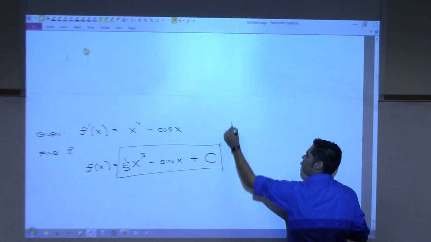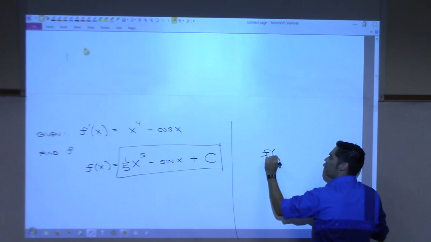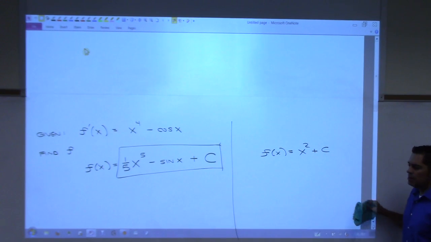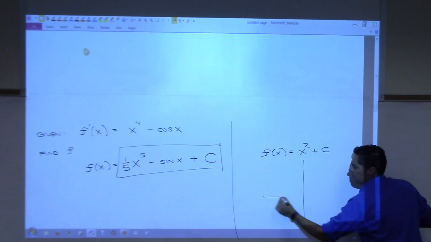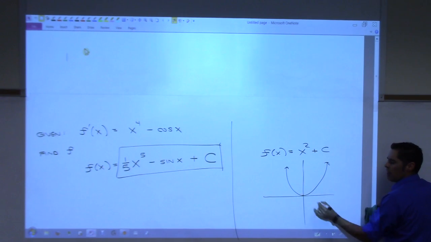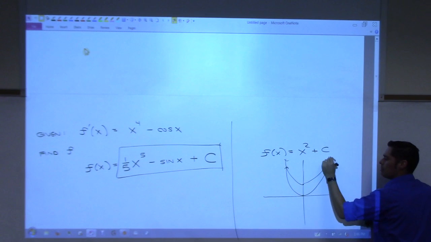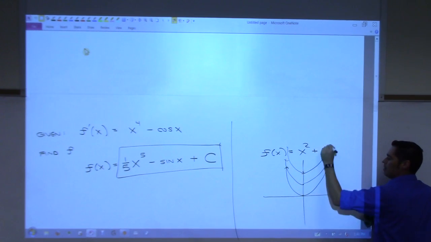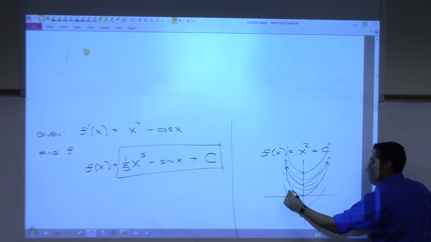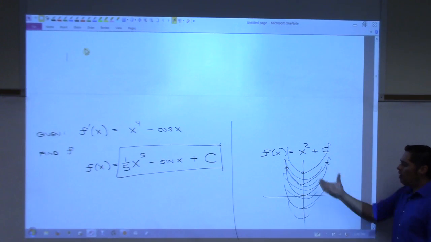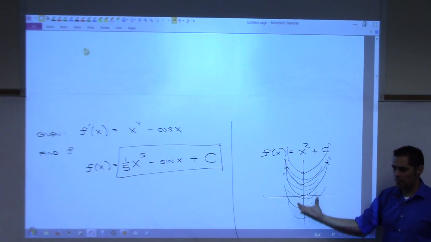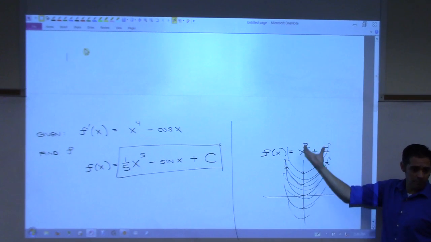I'll take you back to the problem we had before. Wasn't our answer x squared plus c? If I asked you to graph these, wouldn't x squared plus 0 be this, x squared plus 1 would be this, x squared plus 2 would be this, x squared minus 1 would be this. And so imagine an infinite number of parabolas, but they all belong to the same family of functions. They're all these x squareds that have been moved up and down anywhere.